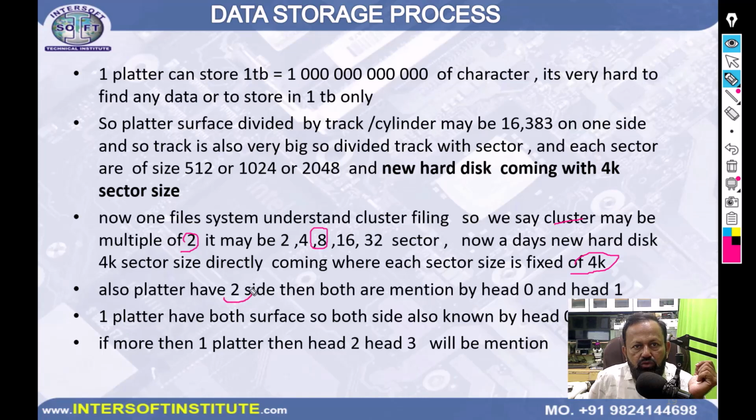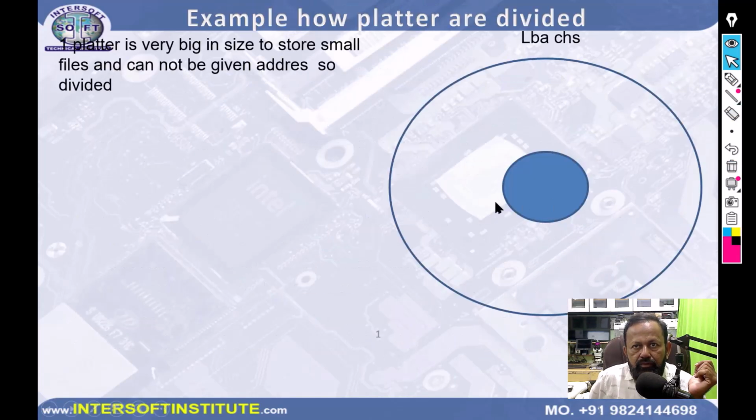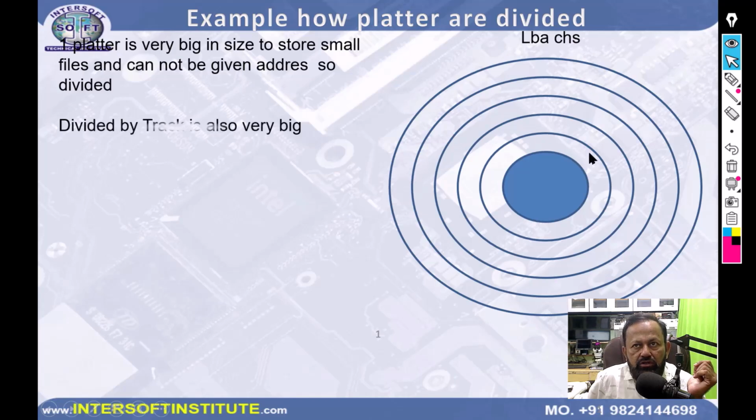Also, a platter has 2 sides. Every platter has 2 sides. Both are referred to by head 0, head 1. If there is more than one platter, then it will be head 2, head 3, like that. One platter has both surfaces. If there is more than one platter, then heads 2, 3 will be mentioned. So how does the platter store? It is divided into tracks, and tracks are divided into sectors. Dividing by track alone is also very big, so they are divided into sectors.